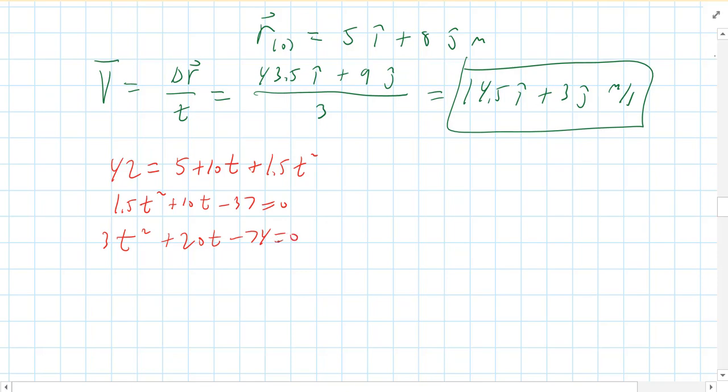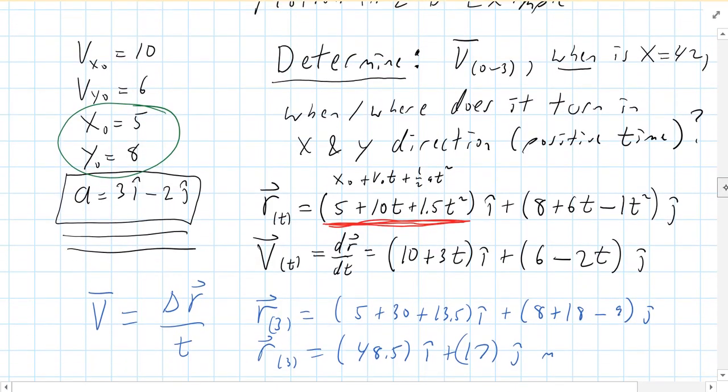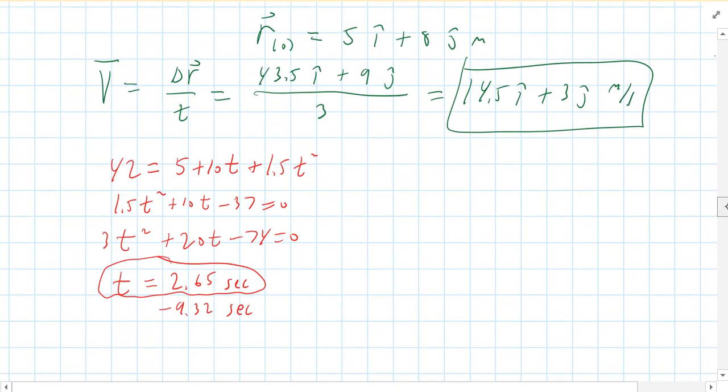And if I were to plug those in the quadratic equation, and I've already worked that out, you get 2 times. You get 2.65 seconds. You would also get a negative time, a negative 9.32 seconds. We really don't care about that because we want positive times after we start our watch. So your answer would be that it's at 42 meters in the x direction at 2.65 seconds. Okay. Now, the last question asks, when does it turn in the x and y direction? And we're only looking for positive time.